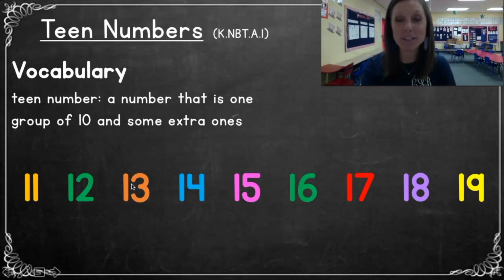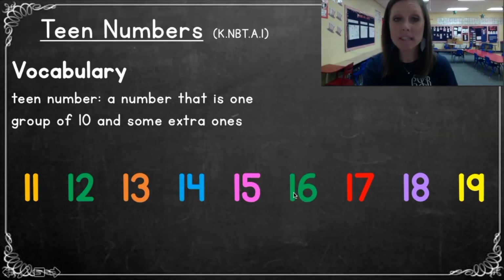This is the number 13. 13 is written as a 1 and a 3. That means I have one group of 10 and I have 3 extra 1s. This is the number 14, a 1 and a 4. The 1 means one group of 10. The 4 means 4 extra 1s. This is the number 15. You see it's written with a 1 and a 5. That means I have one group of 10 with 5 extra 1s.